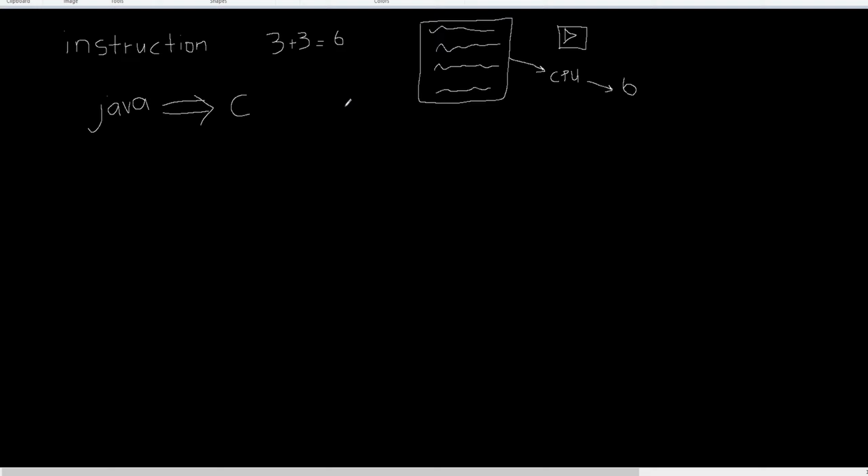So, I want you to get comfortable with this idea of you write down your instructions, you click a button, it goes through the CPU, and you get an output. Okay, so let's start with the most basic kind of element in the sphere of computing. It's called a variable.